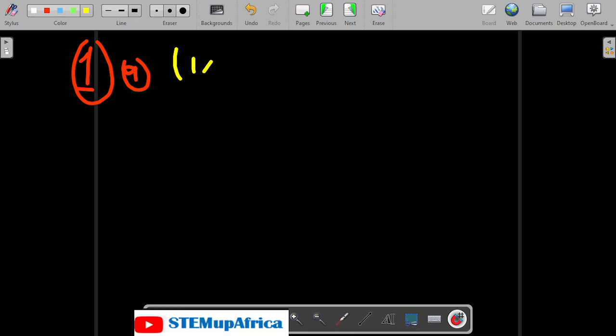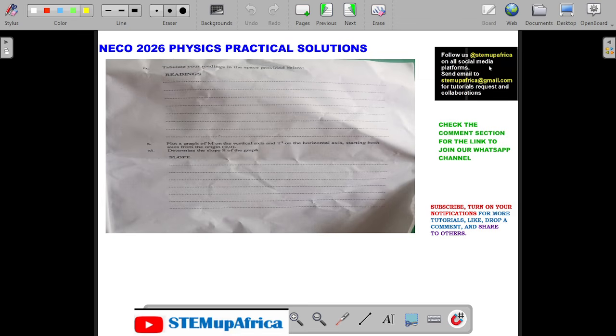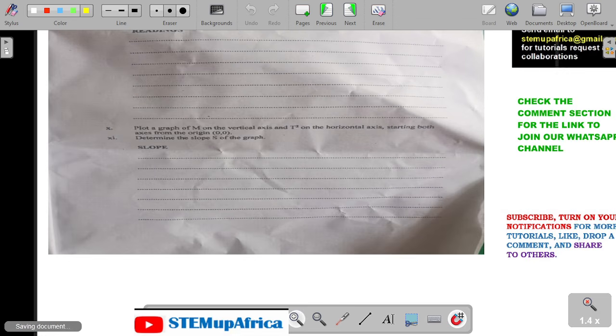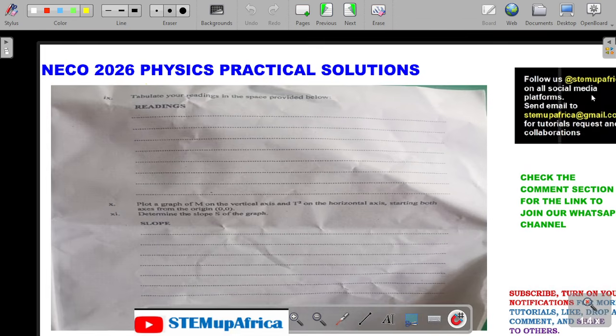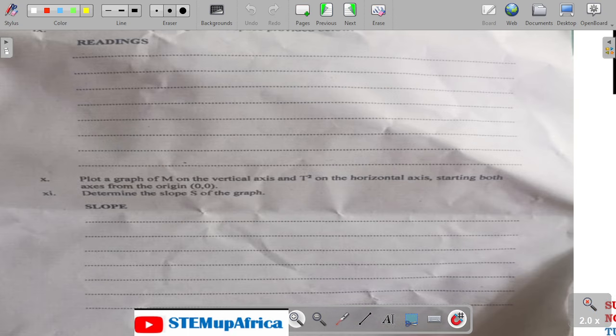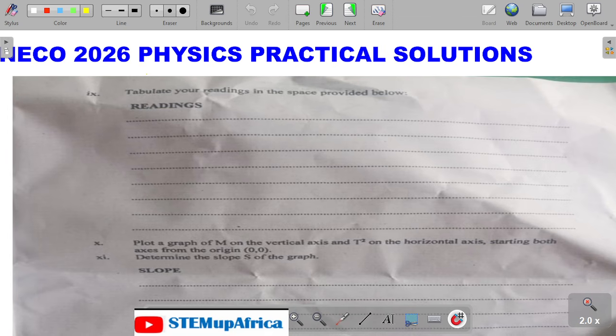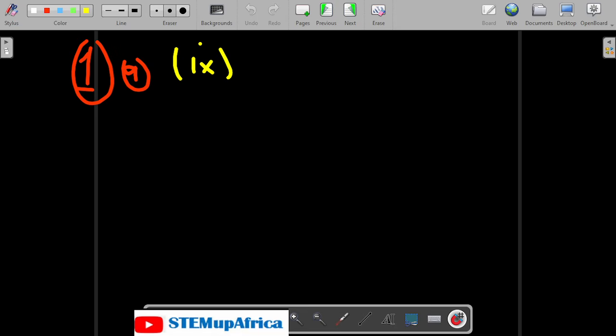So to answer question 1, question 1A Roman figure 9, you should tabulate your readings. That's what the question says. 1A, Roman figure 9. Look at it here. We are asked to tabulate the readings of these values. So if I want to tabulate these readings, let me do it here. You should be able to do this with your ruler and the biro tomorrow.